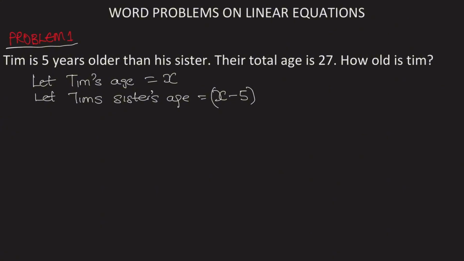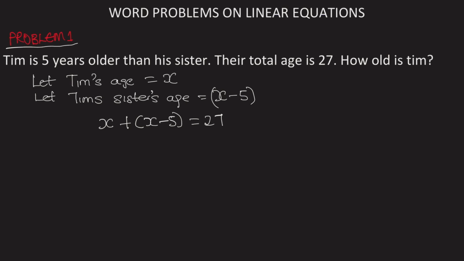So now let's get an expression for that. Their total age is 27. That means if we add Tim's age and Tim's sister's age, it's going to give us 27. So x plus (x minus 5) is equal to 27. Now we have a simple linear equation which we can solve from here.